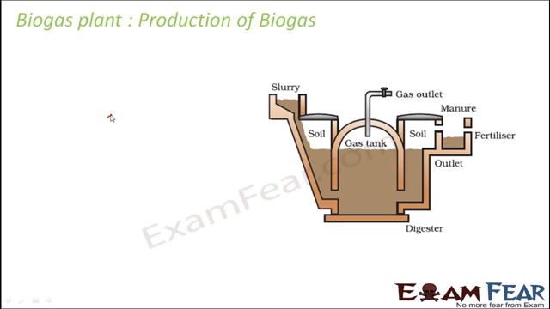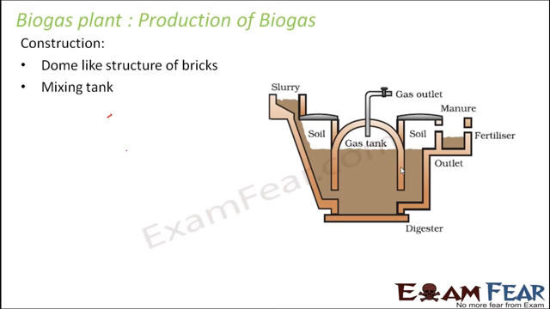Now let us see the various components of a biogas plant. If you talk about the construction of the biogas plant, it has a dome-like structure of bricks. Here you can see the dome-shaped structure, which is made up of bricks. It has a mixing tank. Here, this entire thing is a mixing tank where all the ingredients are mixed well.